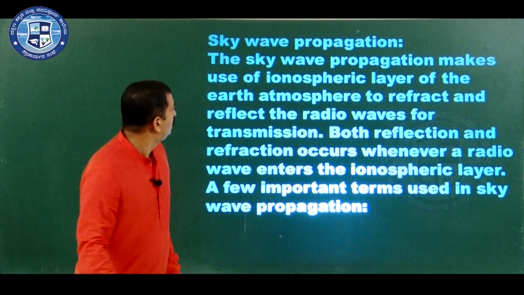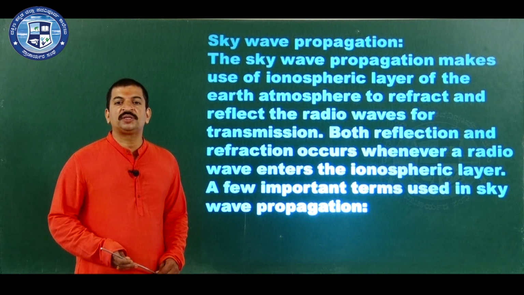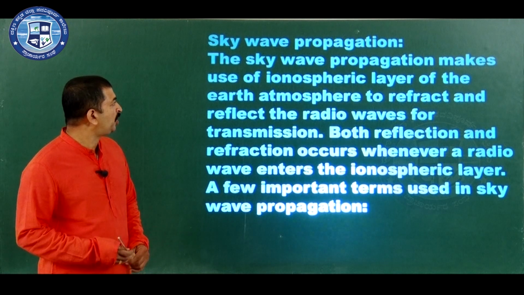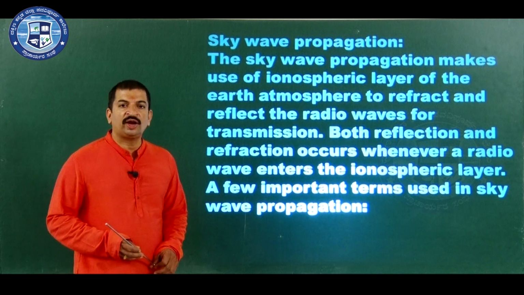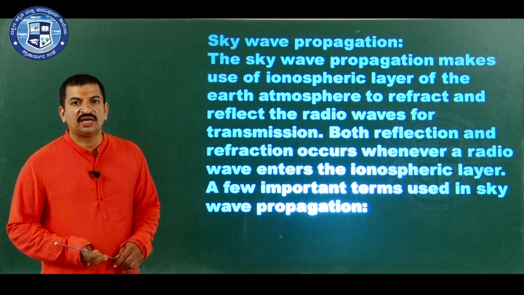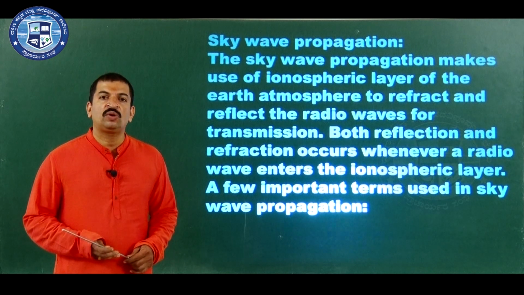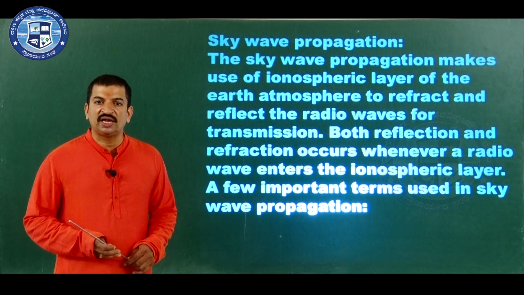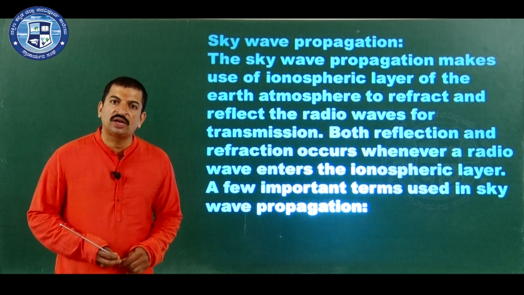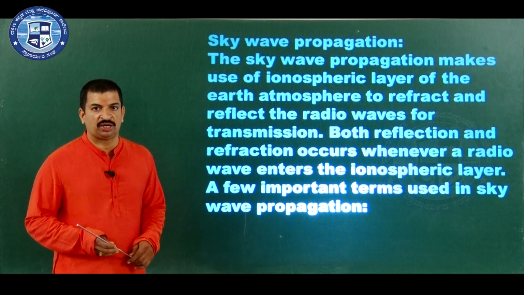Now, let us study some important parameters of radio wave propagation. Skywave propagation makes use of the ionospheric layer as the important reflecting medium. Skywave propagation depends upon the frequency of the wave, the angle of incidence, and the density of the ionospheric layer. As the radio wave is incident on the ionospheric layer, it undergoes both reflection and refraction.